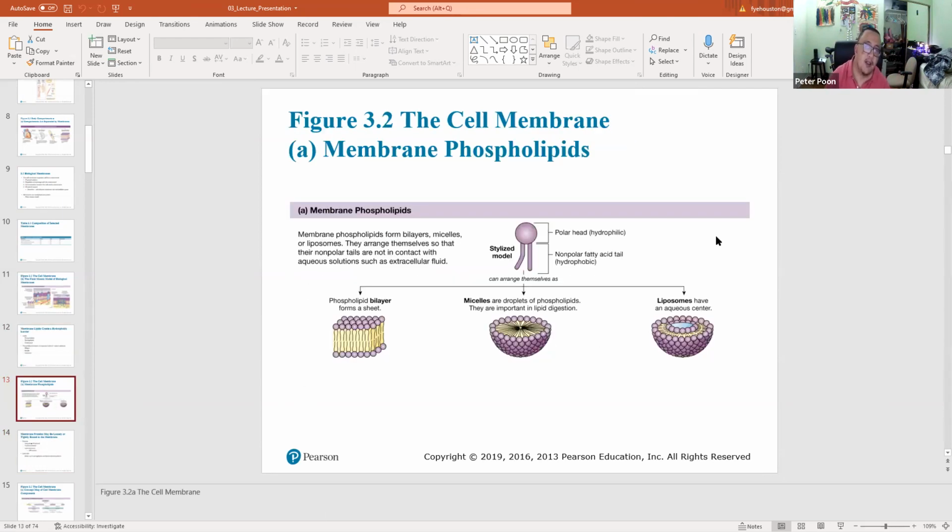Cool fun fact: the RNA vaccines you guys probably got, like the Pfizer and Moderna, are actually coated in liposomes. That's how they get into your cells.